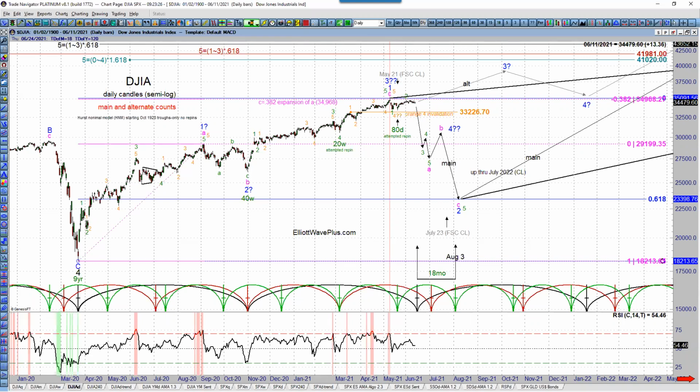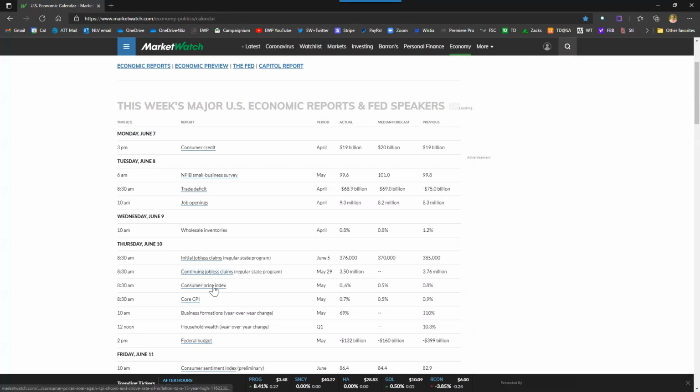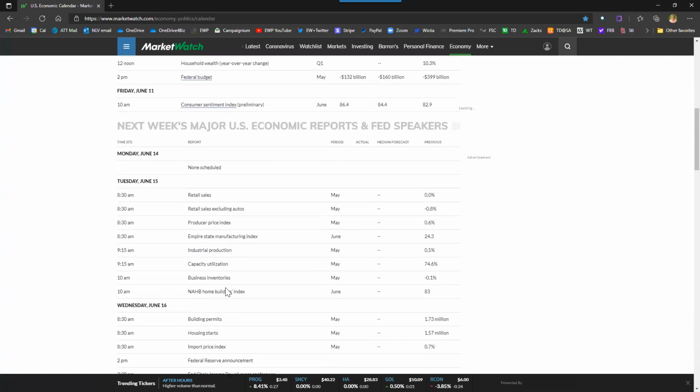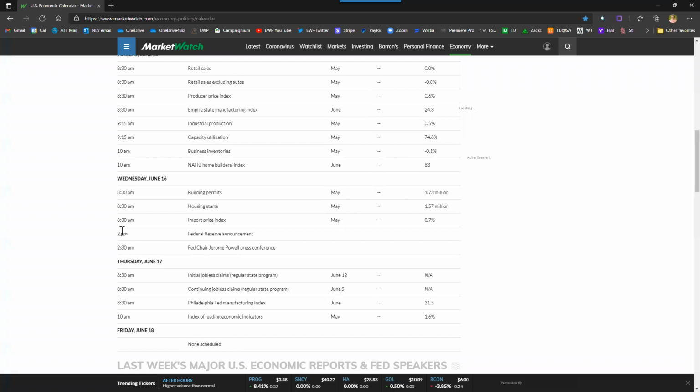But this coming week, on Wednesday, I think it is, 2 p.m., Wednesday, Federal Reserve announcement, 2:30, Jerome Powell has his press conference. So this could be a critical event.